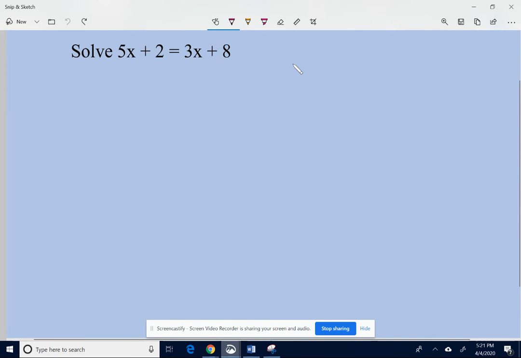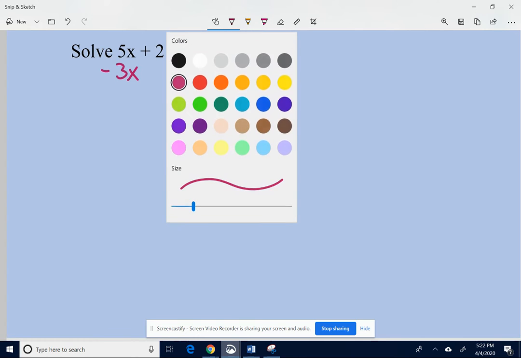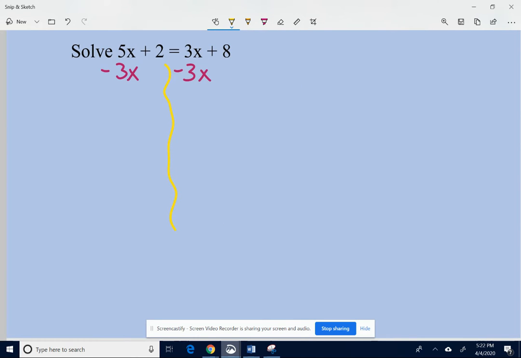And it doesn't matter what you do. I'm going to get rid of the smaller one. I'm going to subtract 3x from the right side to get rid of the added 3x. I'm going to do the same thing on the left side. Draw the river if you want to. Notice I'm writing minus 3x right underneath the 5x. I'm trying to keep my like terms together.